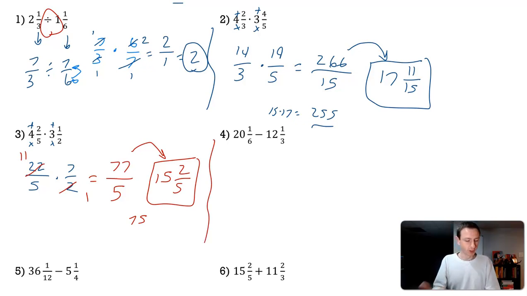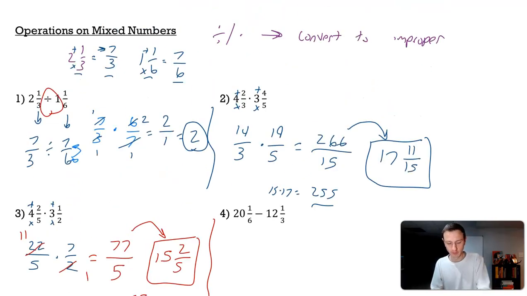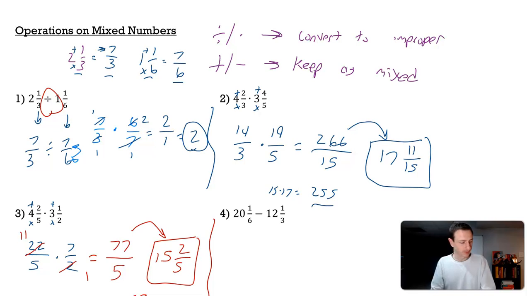So with multiplying and dividing mixed numbers, your best bet is to convert. With adding and subtracting, though, my recommendation here is keep as mixed. You can convert. It is 100% possible to convert and then just deal with the fraction as is. The only problem with that is sometimes the numbers get a little ridiculous.